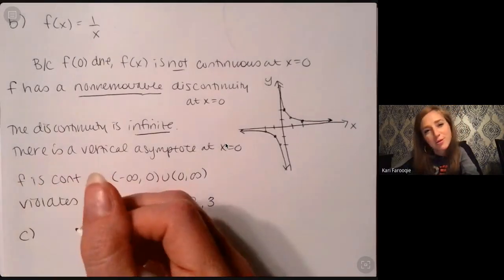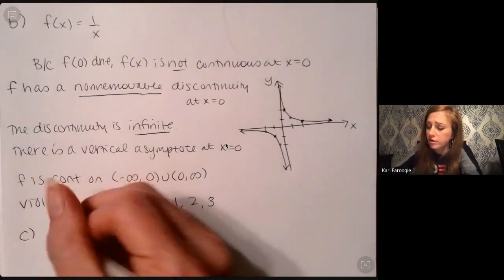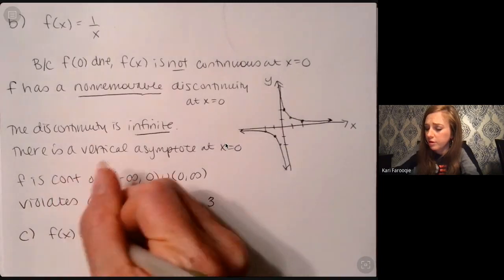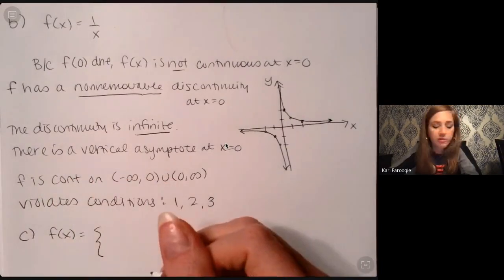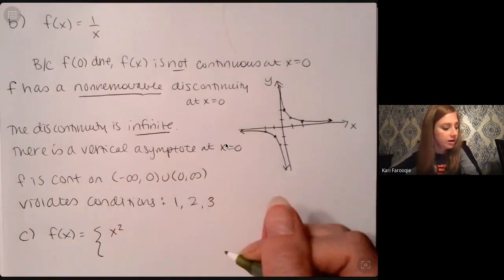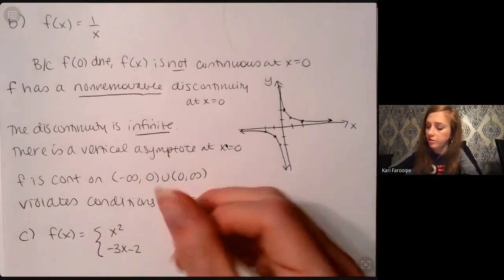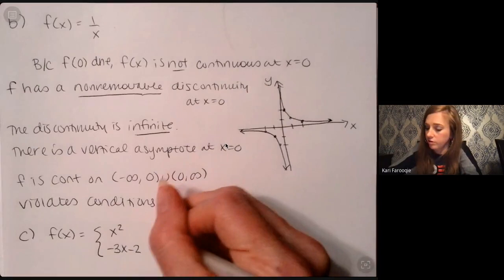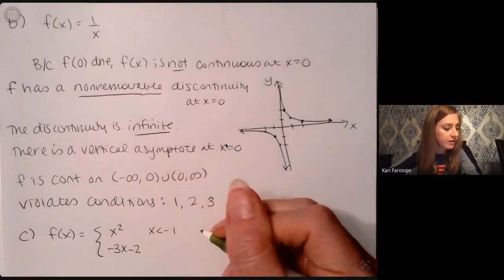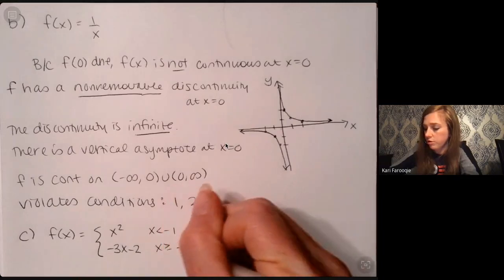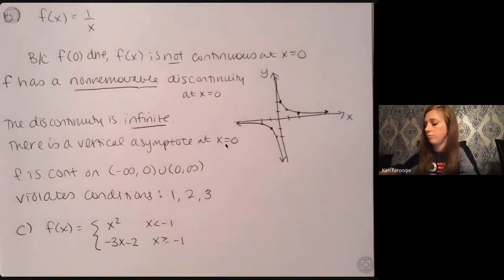Your daily piecewise function has arrived. F of x equals, this will be in 2 pieces, x squared and negative 3x minus 2. So the x squared will be for x less than negative 1. And then the negative 3x minus 2 will be for x greater than or equal to negative 1.